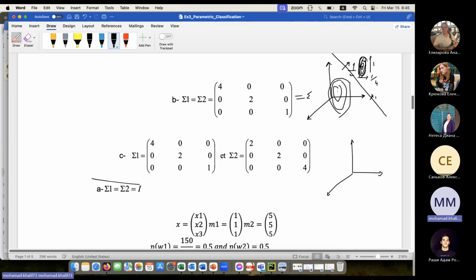Just one minute. Look, the sigma 1 is 4, 2, 1. That means here it is something like that. The data are in R3, but in R2 it is different. It's 1 over 4 here, and 1 over 2, 1 over 2. That means it is small in the direction of x3.